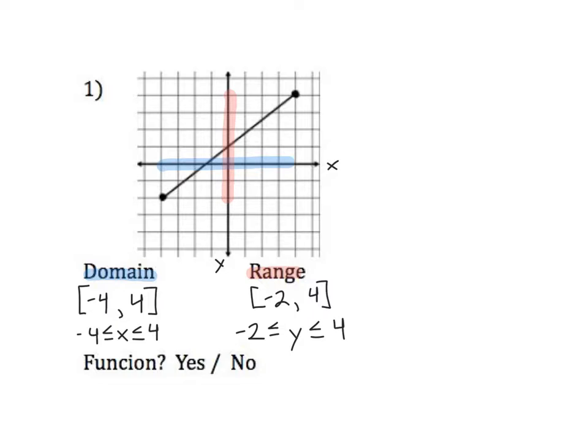Now I need to test to see if this is in fact a function. So remember, when we have the graph, we use that vertical line test. So I take my vertical line and I run it across my graph, and as long as it's only touching it one time at any point, it is a function. So you can see that this graph is a function, so I'm going to circle yes.